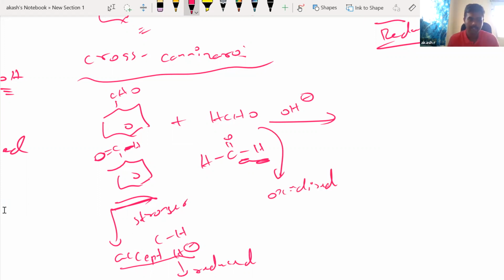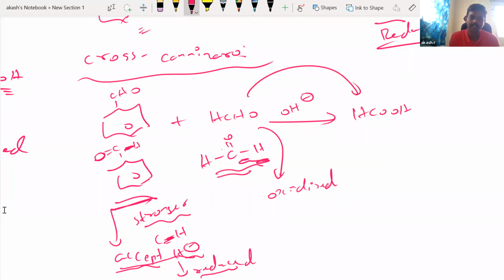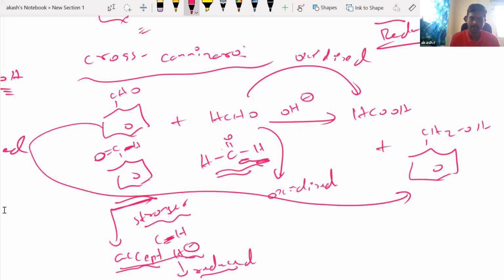Whichever is going to accept H minus is going to get reduced. Why is this accepting H minus? Because this CH bond cannot be broken, because it is very, very strong compared to this one. So now we can easily write the product: this would have gotten oxidized, and the other one would have been like this, and this one would have gotten reduced.